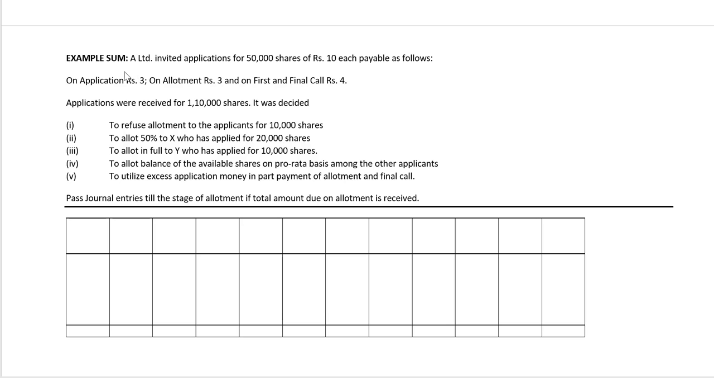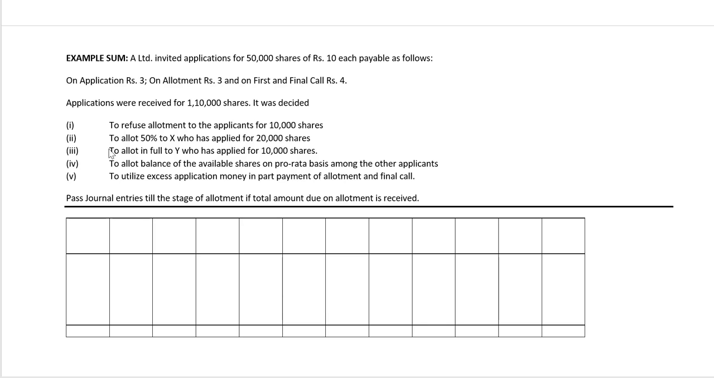Next example sum. A Limited invited applications for 50,000 shares of rupees 10 each payable as follows. On application rupees 3, on allotment rupees 3, and on first and final call rupees 4. Applications were received for 1,10,000 shares. It was decided, first point, to refuse allotment to the applications of 10,000 shares.